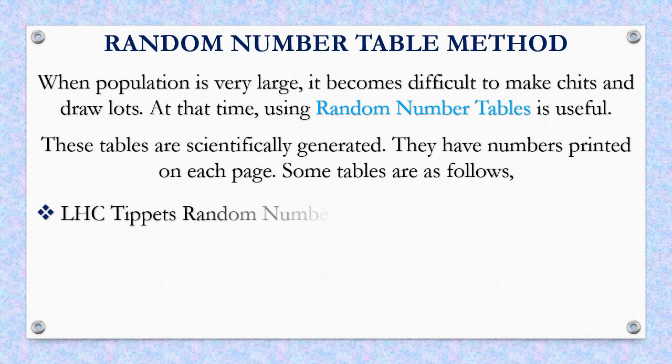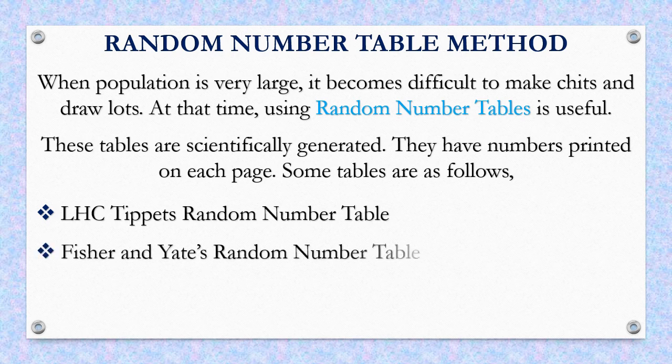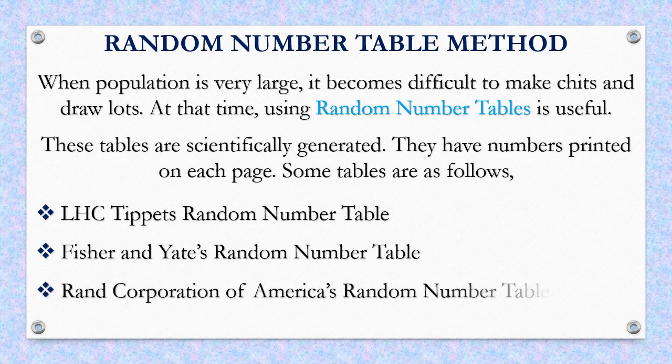Some of the standard ready-made tables are L.H.C. Tippett's random number table, Fisher and Yates random number table, and the Rand Corporation of America's random number table. Of these, L.H.C. Tippett's random number table is considered the most famous, and it has been used quite a lot in surveys and sampling methods. So it is considered quite standard. It is one of the most famous random number tables.